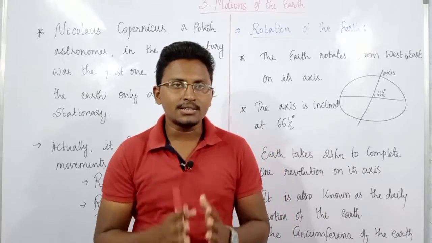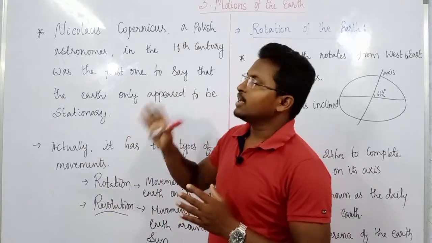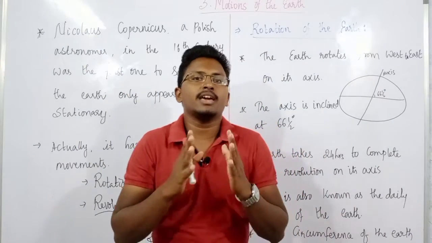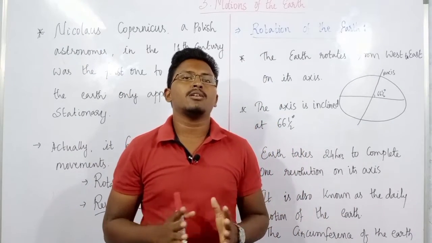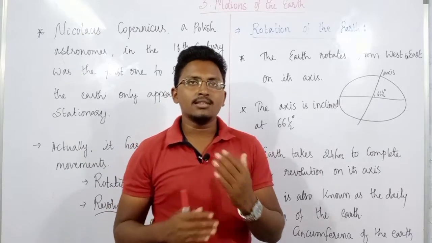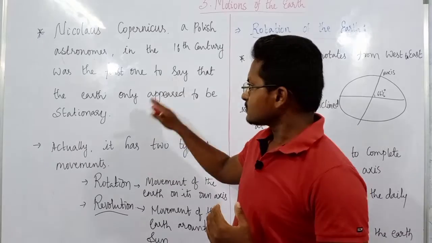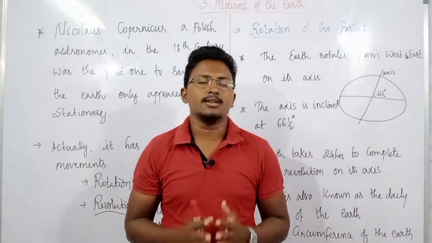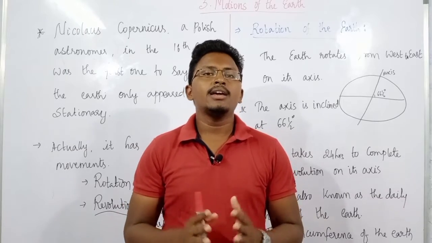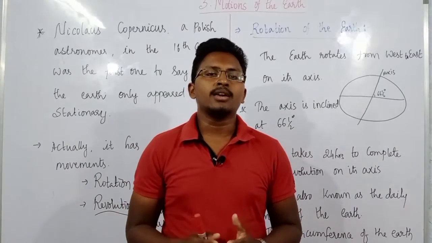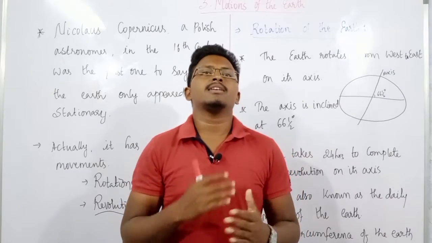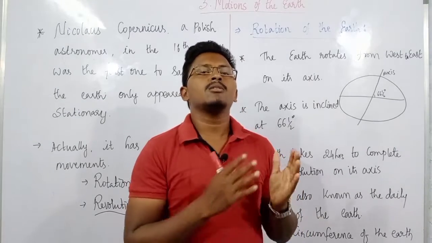But for the first time in the 16th century, a Polish astronomer, Nicholas Copernicus, said that the earth is not stationary, the earth is a moving object. He also said that it only appears to be stationary. We all are living on this earth and it looks like it is not moving at all. So he told that it only appears to be stationary, but it is actually moving, it is actually in motion.